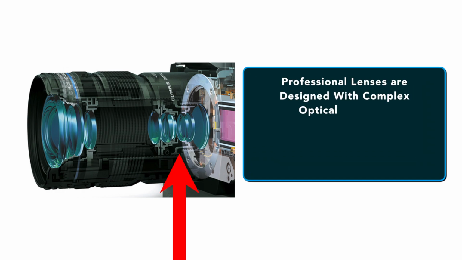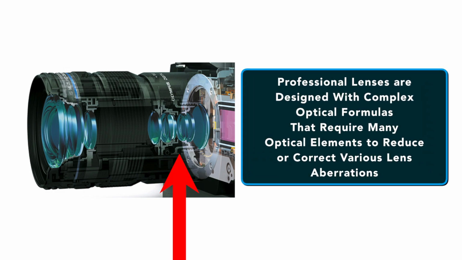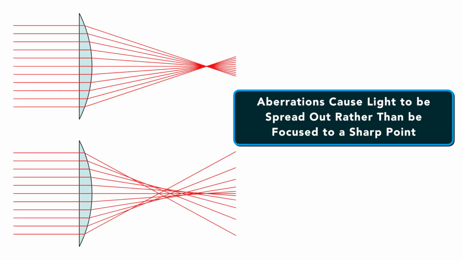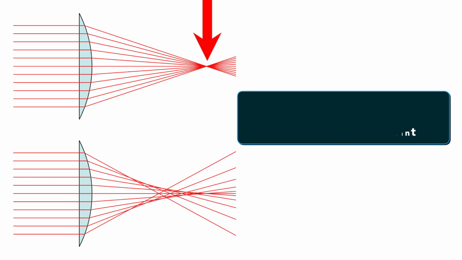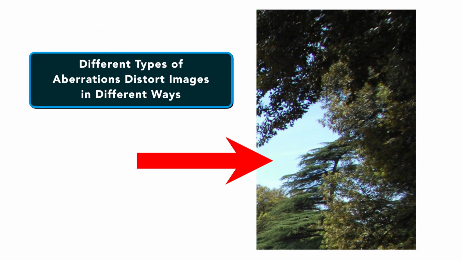Number 3 is the optical design. Professional lenses are designed with complex optical formulas that require many optical elements inside to reduce or correct various lens aberrations. Now, for those who don't know, in optics, an aberration is a property of optical systems, such as lenses, that causes the light to be spread out over some region of space rather than to be focused to a sharp point. Aberrations cause the image formed by a lens to be blurred or distorted, with the nature of the distortion dependent upon the type of aberration. That defined, let's get back to optical design.